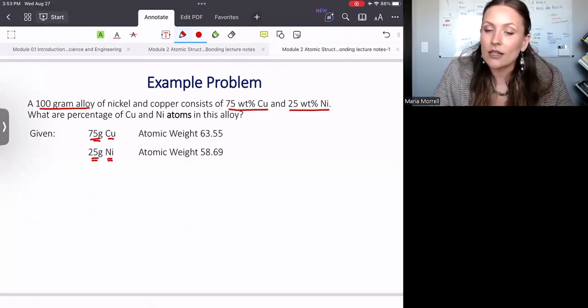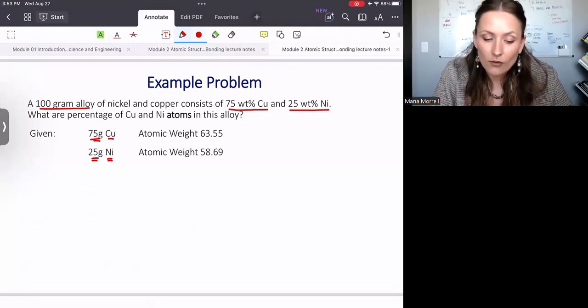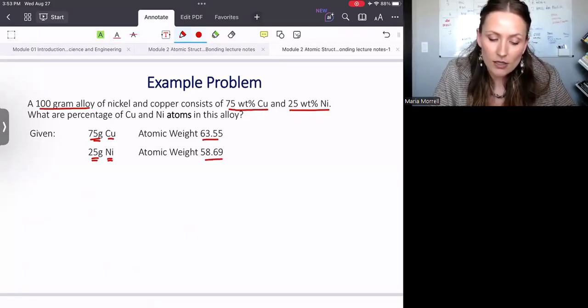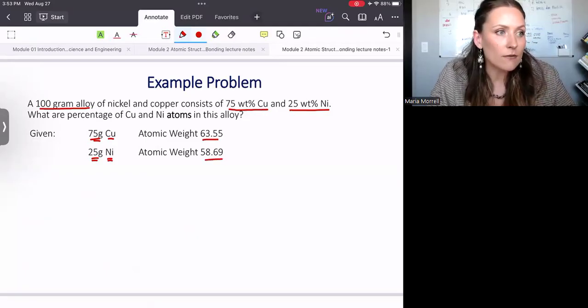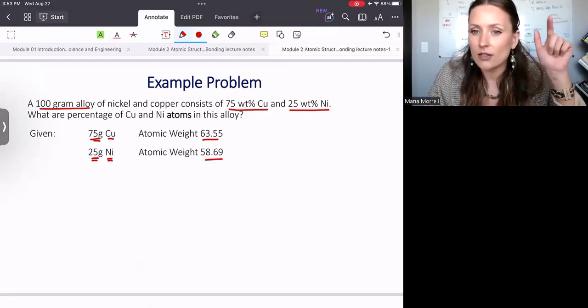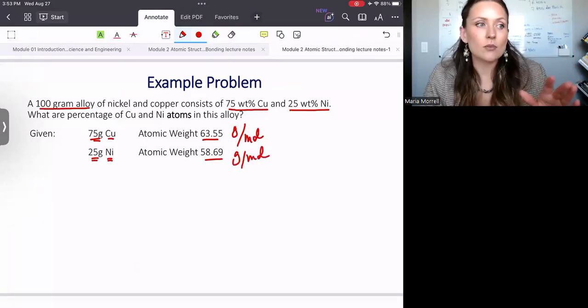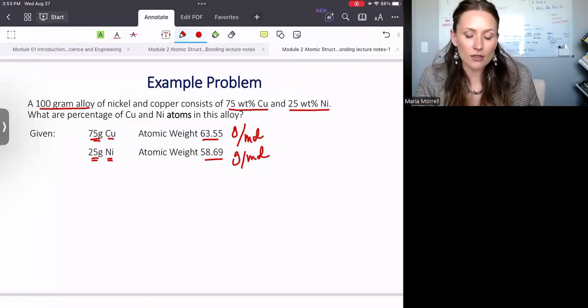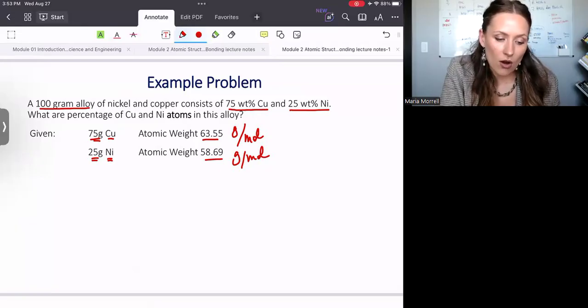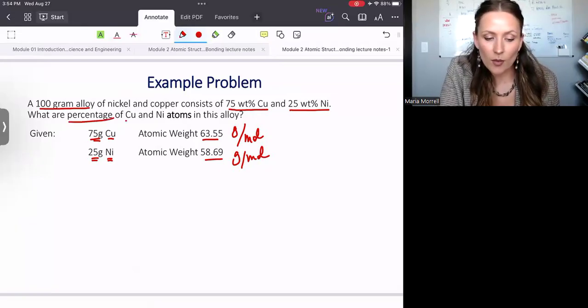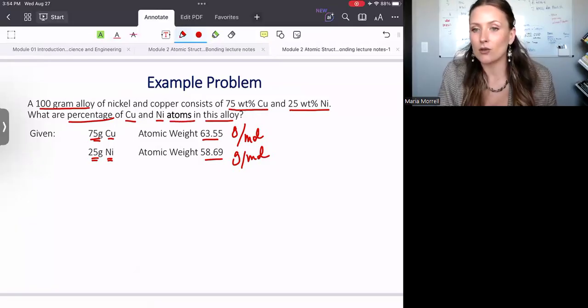Now I can also get the atomic weight for each. The top one is for copper, the bottom one is for nickel. And again, this is atomic weight, but I'd rather use relative atomic mass. I'm going to use units of gram per mole instead of atomic mass units, just to simplify things. Now, what is the question here? What are the percentages of copper and nickel atoms in this alloy?